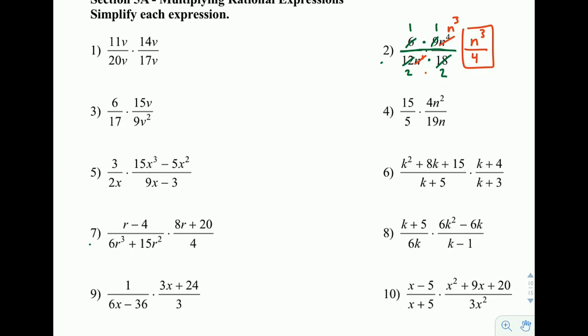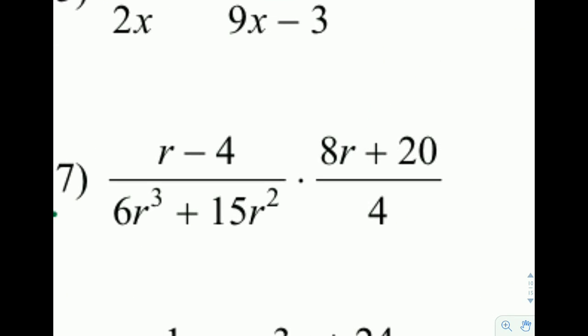Jumping down to number 7 here, this would be an example of one where you have some addition or subtraction going on in the problem. And whenever you do this, you always need to factor first before you start smashing everything together.